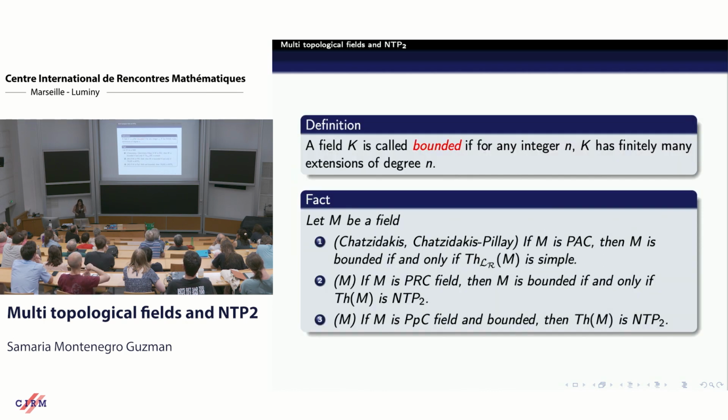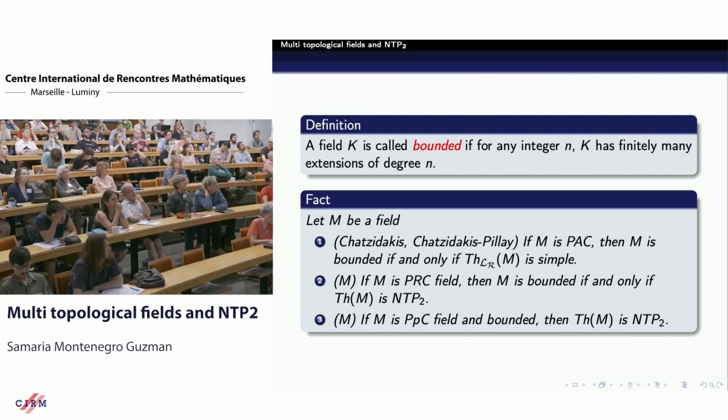So now we want to understand, for example, what happens if each T_i is in NTP2. For example, PIC will be in NTP2, or whether or not we can know the burden of a PIC field. If you know the burden of the T_i, there is this kind of theorem we want to prove. So this is what we know about PRC and PPC.